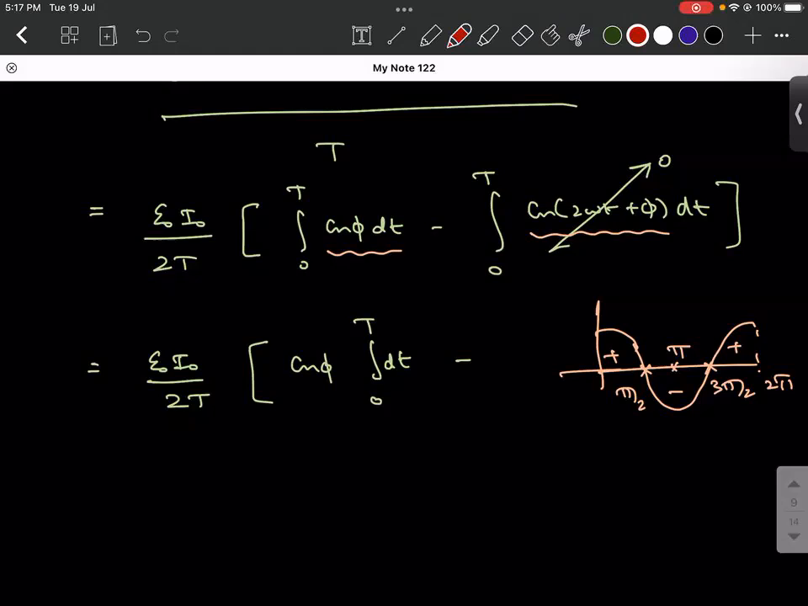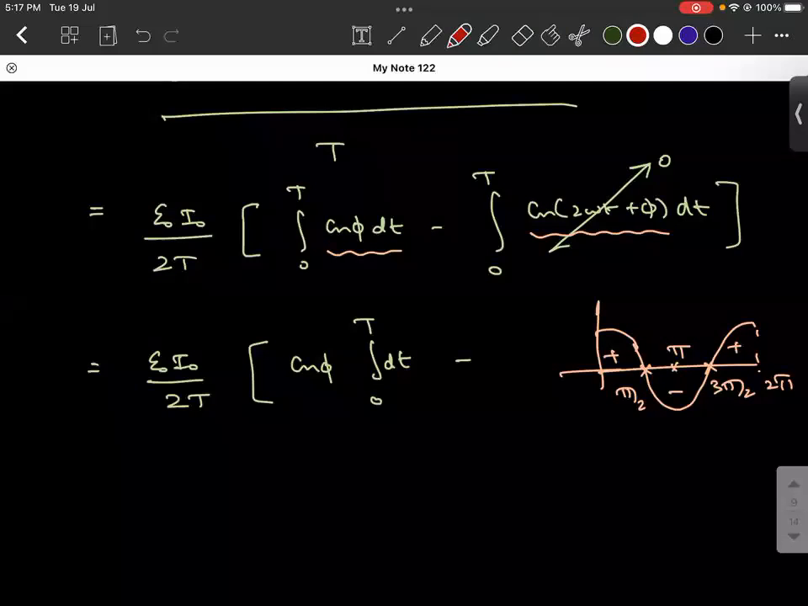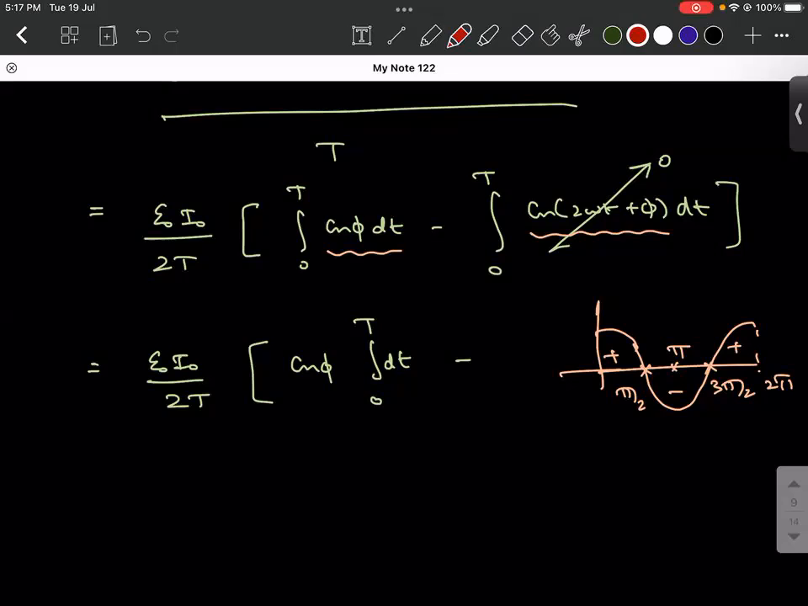So here also I have cos phi dt between 0 to T. Here I have cos of 2 omega t plus phi dt between the same 0 to T. But why did I put a 0 here and not here? Why did I say that this value is 0? If you concentrate on one important term, you'll get the answer. Okay, you're almost there. Omega is? You say. Try to complete it. You're almost there.